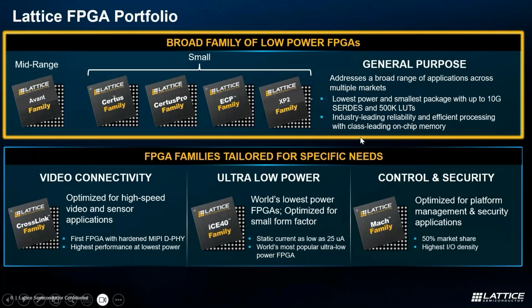In this slide, you can see a categorized view of our FPGA product families. On the general purpose, you can see Avant being the most recent, targeting the mid-range, followed by lower density FPGAs such as Certus, Certus Pro, which are based on the Nexus platform, and then also the ECP FPGA families, for example, ECP5 and ECP3. The bottom row highlights the more targeted FPGAs, such as the Crosslink FPGA family, targeting video and vision applications. The devices in the Crosslink family have hardened MIPI D-PHY interfaces, which can support up to 2.5 gig per lane.